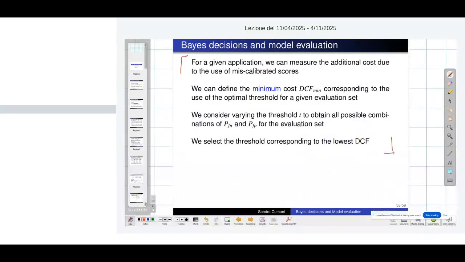To make it optimal again, we see at the end of the course a set of methods called calibration methods that essentially transform a non-calibrated score into a score that behaves like a log likelihood ratio, so that we can use the theoretical threshold. In that case, we will be able to use the theoretical threshold, compute our predictions, and compute our empirical cost.